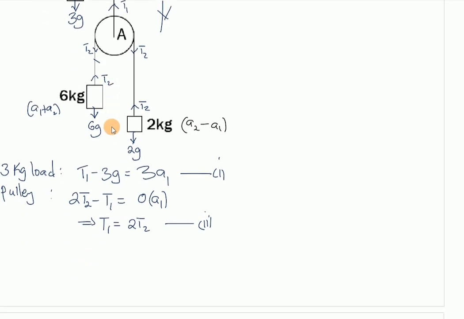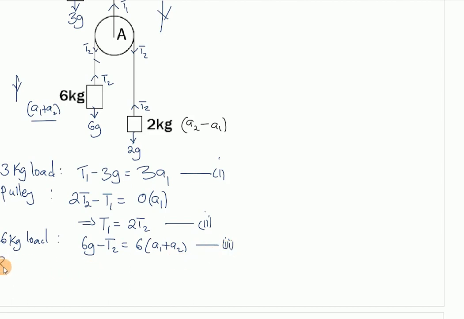Let us consider the motion of the 6 kilogram body. It is directed downwards at acceleration a1 plus a2. So for this 6 kilogram load, we look at that one, we have 6g minus T2 equal to the mass, which is 6, times the acceleration, a1 plus a2. We call this one equation number 3.